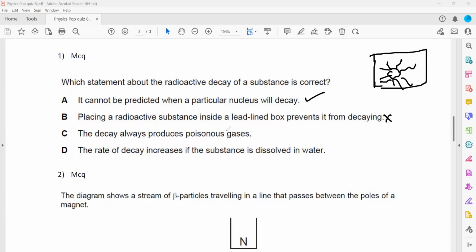The decay always produces a poisonous gas. That's totally wrong. It can be any element produced by the decay. The rate of decay increases if a substance is dissolved in water. It is a spontaneous process. So changing the temperature, the state, or the pressure won't affect the amount of radiation coming out. That's why option A is the valid answer.